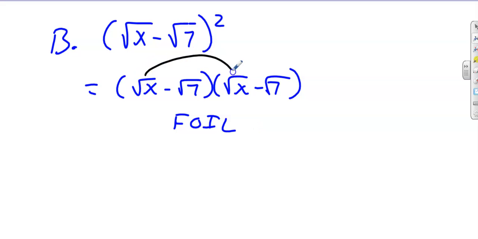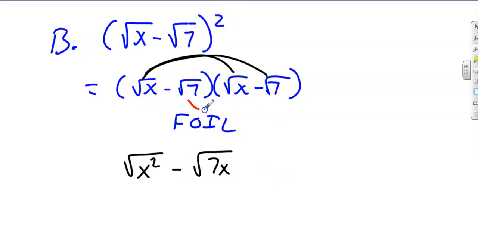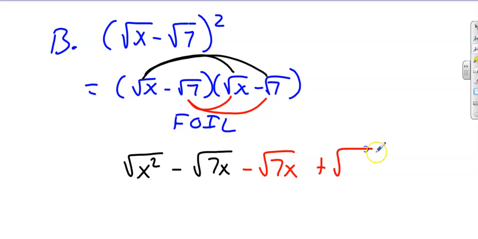So we're doing square root of x times square root of x, which would be square root of x squared. Minus, on the inside, we're going to do 7 times x to make it 7x. For this one, same thing. So we're going to have minus square root of 7x on the second part and then a plus 49.